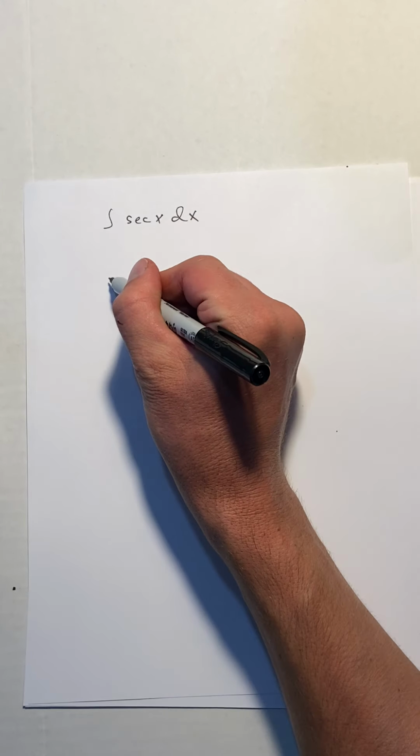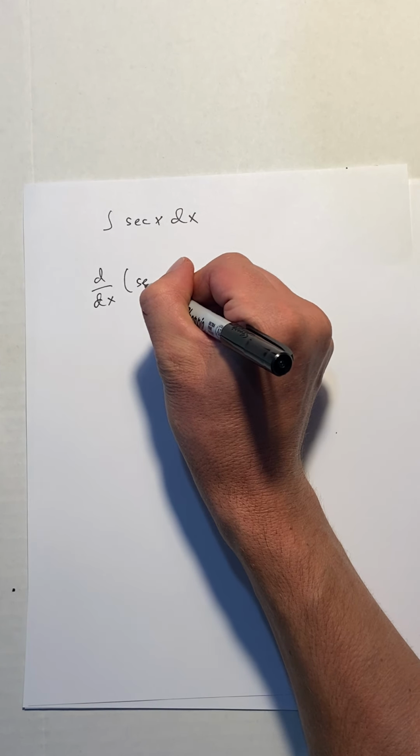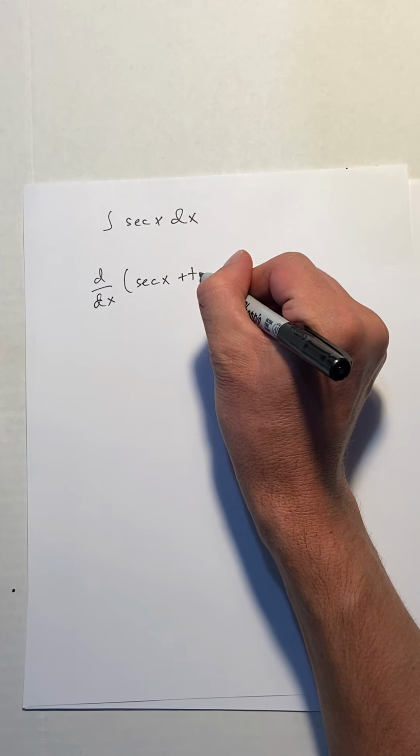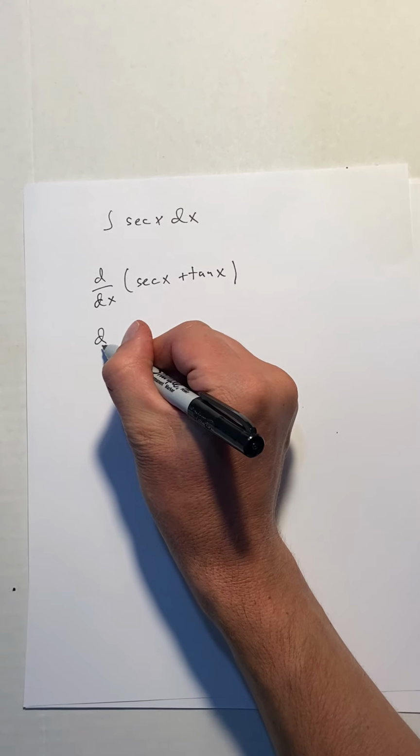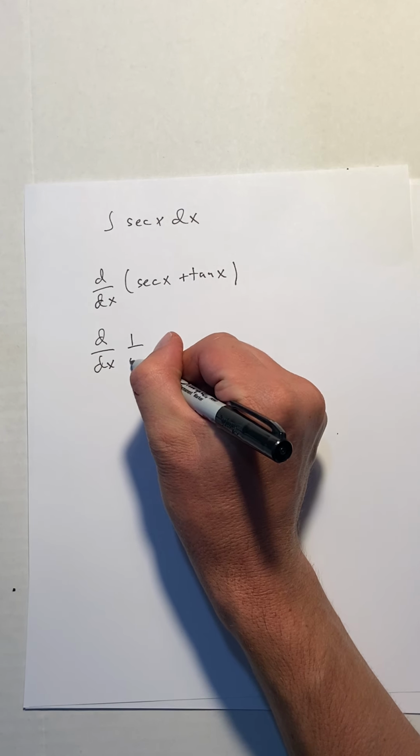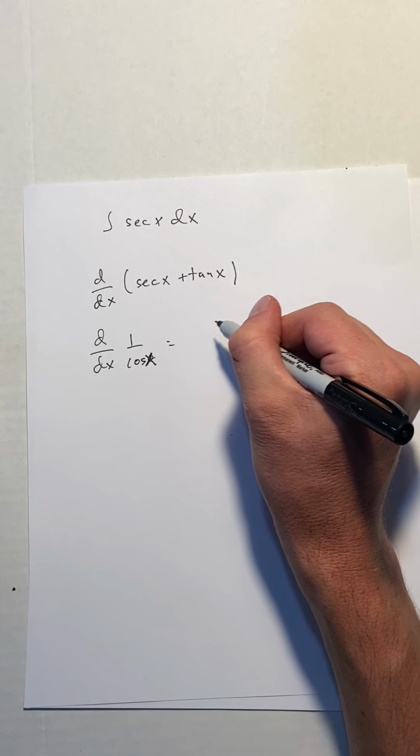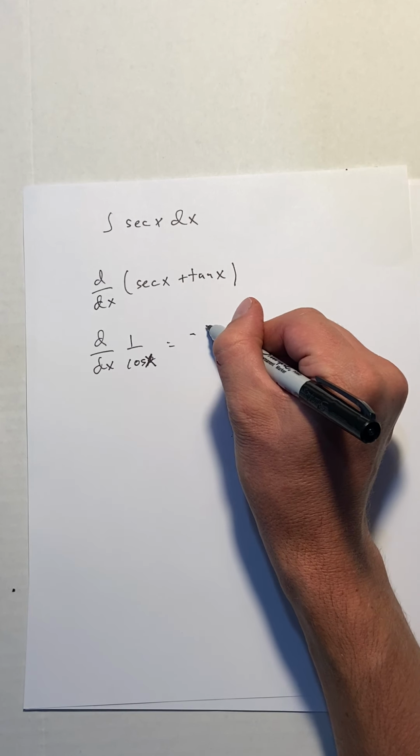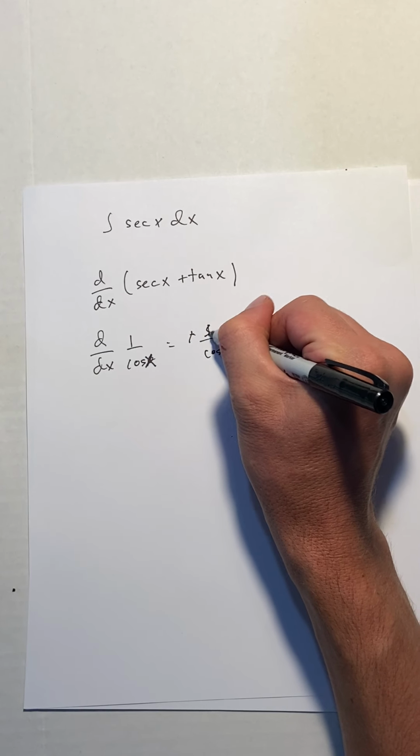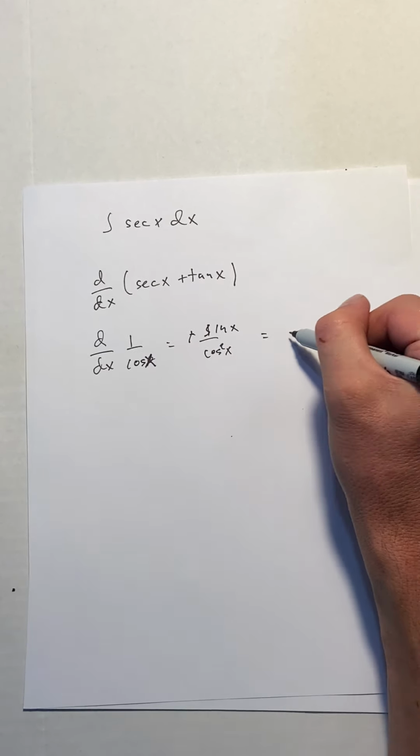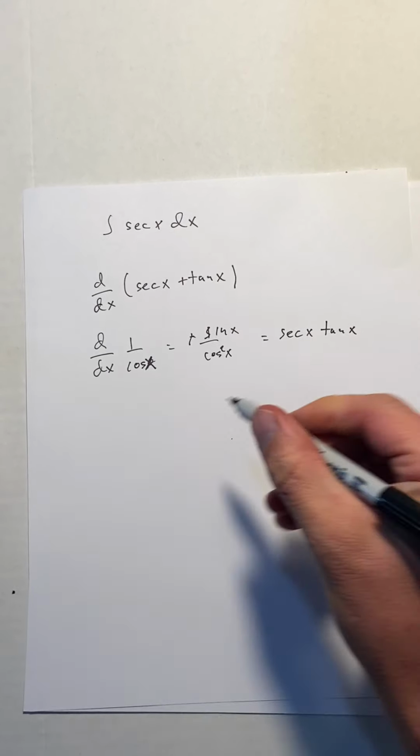The first thing we notice is we look at the quantity d/dx of secant of x plus tangent of x. All right, the derivative of secant of x, 1 over cosine of x, is negative 1 over cosine squared of x times negative sine of x, which is secant of x tangent of x.